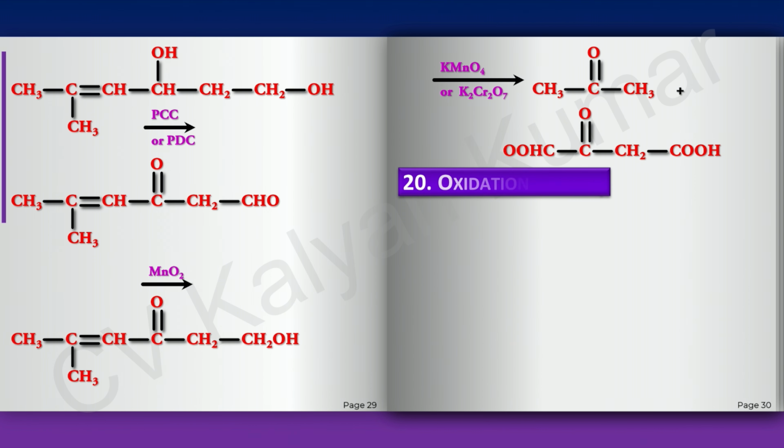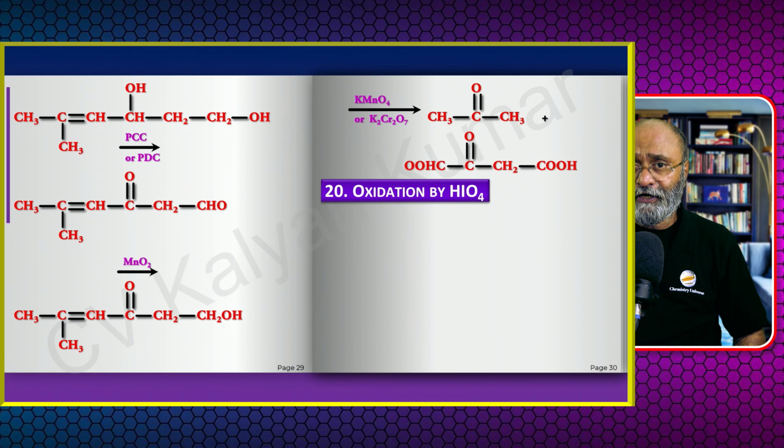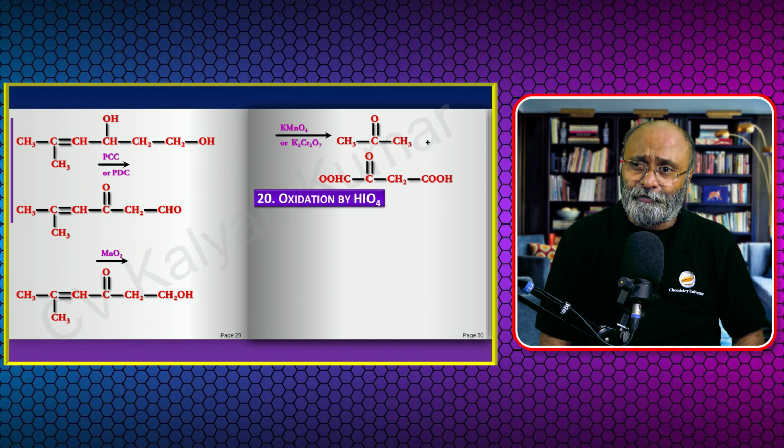All right, the next is oxidation by HIO4. Now, HIO4 is a very special oxidizing agent, even though we are going to talk more about all types of oxidizing agents. HIO4 is not going to oxidize alcohols. It will oxidize vicinal diols. And not just them. It will oxidize vicinal ketols, vicinal diketones, and aminols or aminoketones.